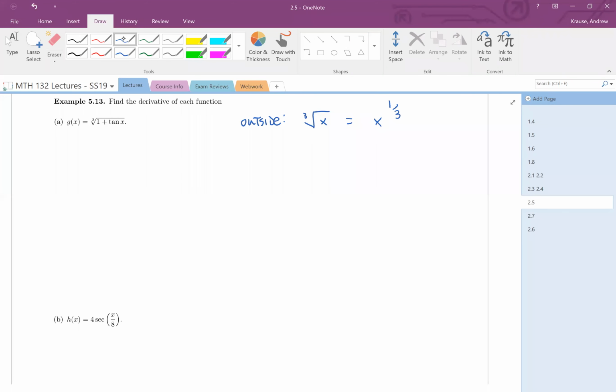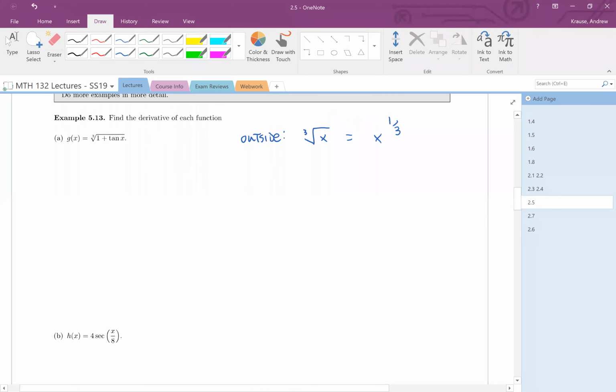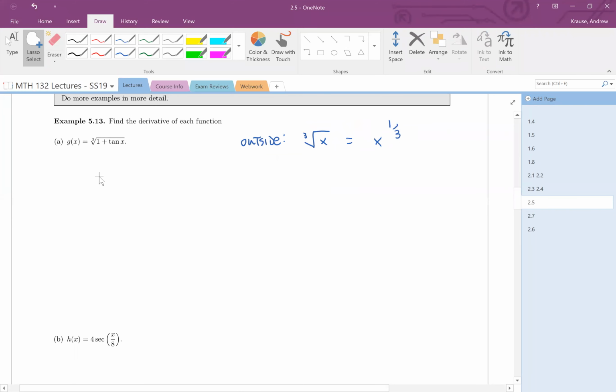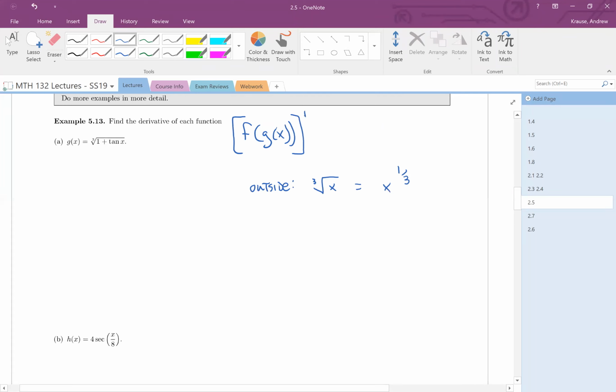Now that you're thinking through this a little bit, it's also worthwhile to actually write the chain rule out. So let me move that down just a little bit. So the chain rule says that when we're taking the derivative of a function inside of another function, we take the derivative of the outside function first, leave that inside function the same, and then multiply by the derivative of the inside function.